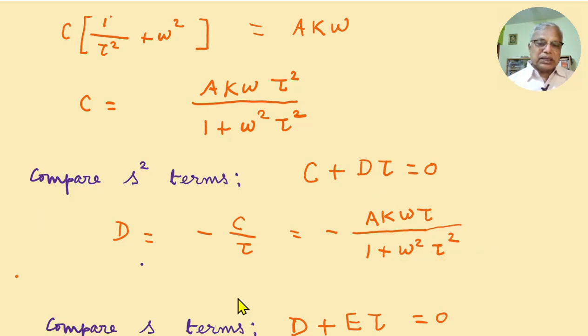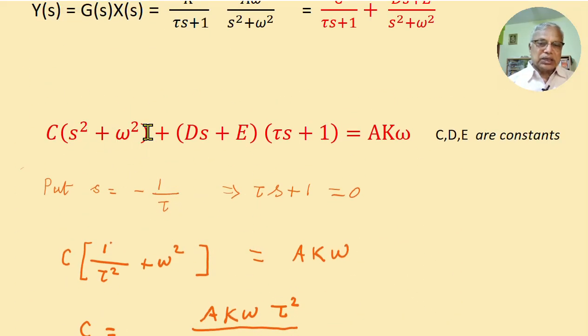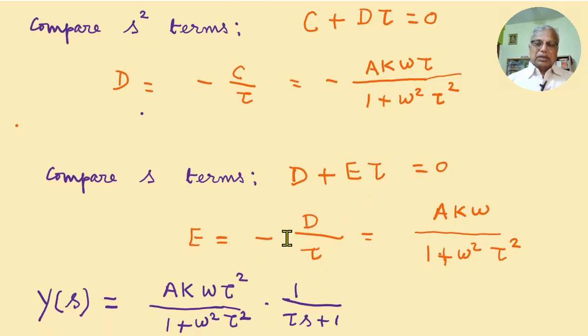Next let me compare the s terms. On the left hand side there is Ds into 1, that is D, and then E tau. So D plus E tau. On the right hand side there is no s term. So D plus E tau equals 0, obtained by comparing s terms. So E equals minus D by tau. D is already evaluated and has a minus sign, so minus of minus will be plus: E equals A K omega by 1 plus omega square tau square.